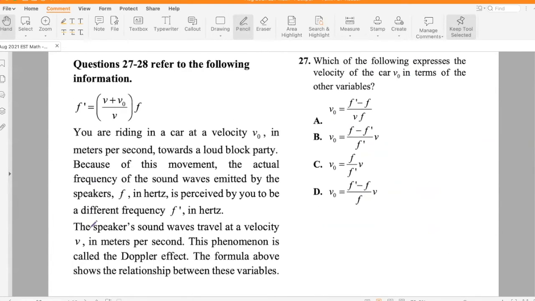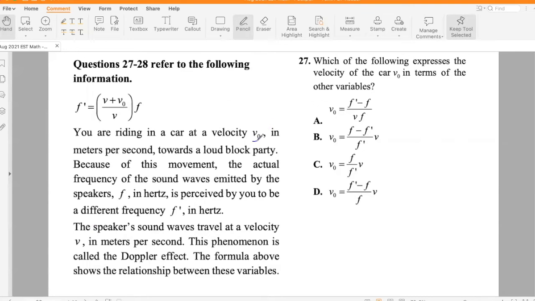Okay. You are riding in a car at a velocity V0 in meters per second towards a loud block party. Because of this movement, the actual frequency of the sound waves emitted by the speakers, F, is perceived by you to be a different frequency, F dash. The speaker's sound waves travel at a velocity V in meters per second. This phenomenon is called the Doppler effect. The formula above shows a relationship between the variables.